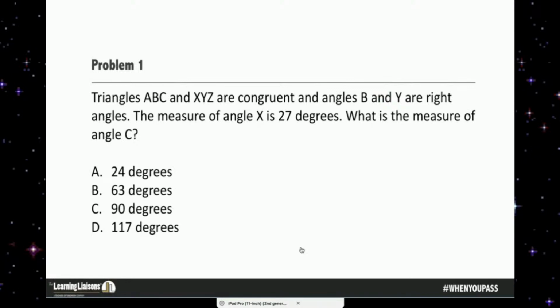Triangles A, B, C, and X, Y, Z are congruent, and angles B and Y are right angles. The measure of angle X is 27 degrees. What is the measure of angle C?